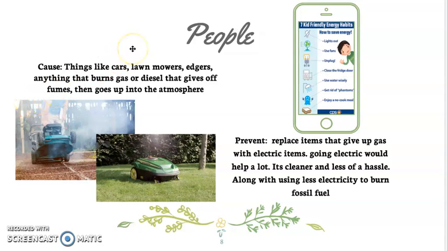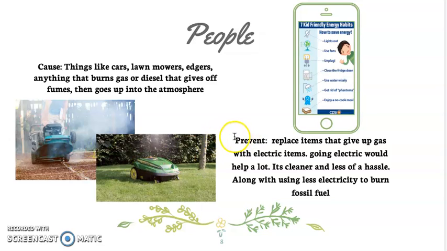So for everyday people, what causes it? Things like cars, lawnmowers, edgers, anything that burns gas or diesel that gives off fumes. For example, with lawnmowers, the fumes will go up, and then they'll cause acid rain, and it will travel, maybe in the city too. I don't know yet. I couldn't find anything on San Jose acid rain. All I know is that it rises and it travels, like I explained in the beginning.